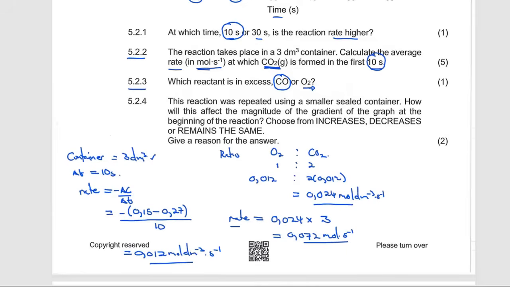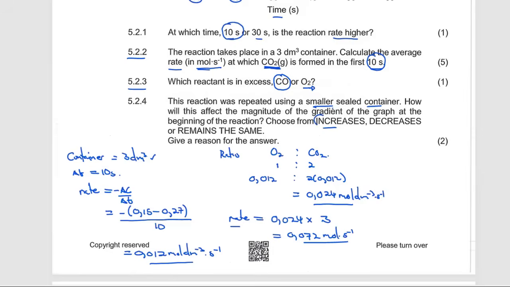Then 5.2.4 says the reaction was repeated using a smaller sealed container. So they reduced the size of the container. How will this affect the magnitude of the gradient of the graph at the beginning of the reaction? Choose from increase, decrease, or remain the same. So I'm going to say it is going to increase.